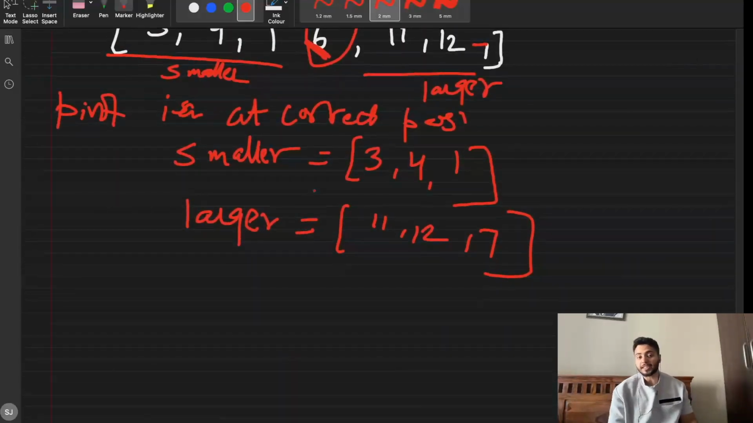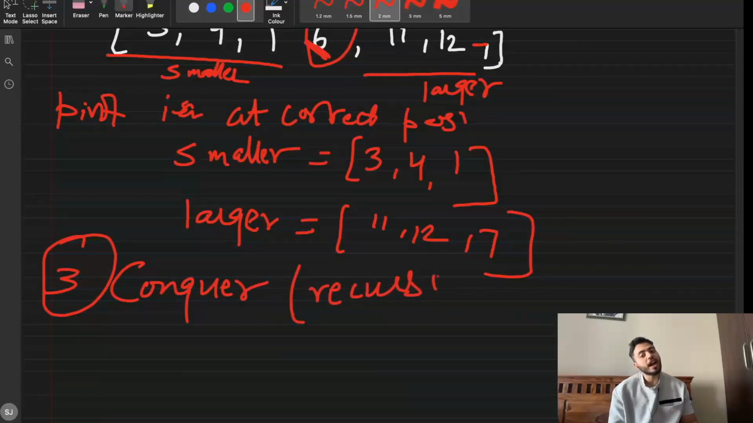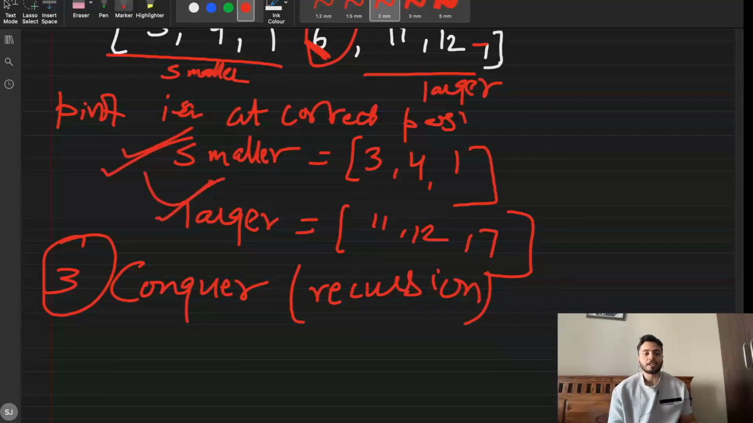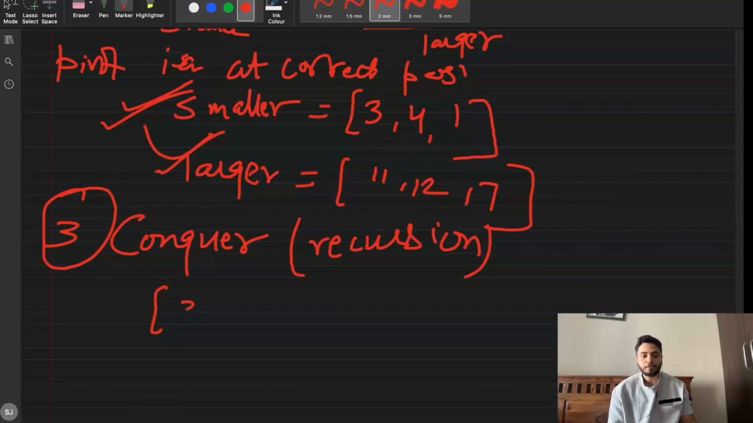Now, step 3, guys. I have written that step 3 is nothing but your conquer, that is to apply recursion. And on which array will I apply recursion? I will apply recursion on these arrays, smaller and larger. So what I can do, I will repeat the same step for my smaller, that is 3, 4, 1, right? First I will apply the same step.